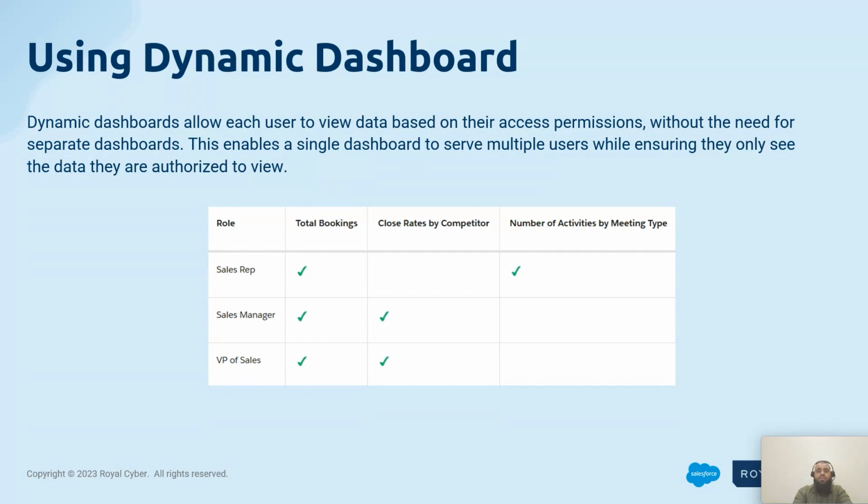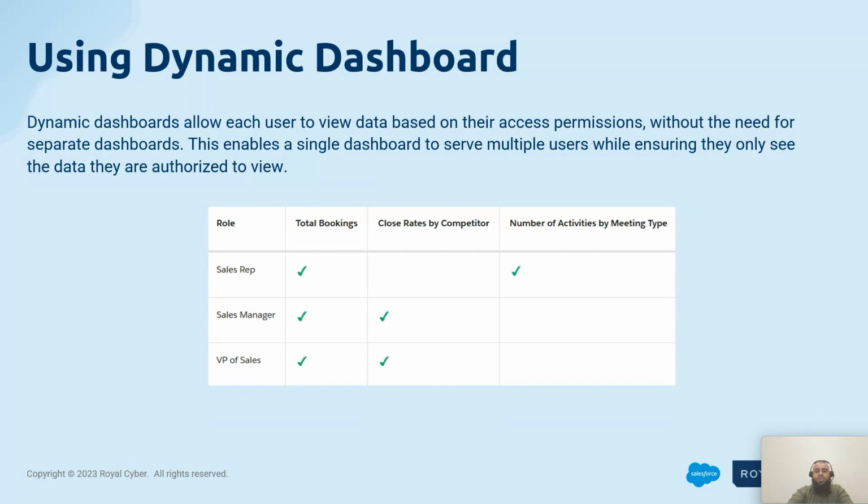We also have to create multiple folders to manage the access rights. But with dynamic dashboards, we can just create two dashboards and store them in a single folder. All we need is a dynamic dashboard for sales reps with the following widgets: a gauge of total bookings, a table of activities by meeting type, and a second dashboard for managers and the VP with the following widgets: a gauge of total bookings, a column chart of close rates by competitor.